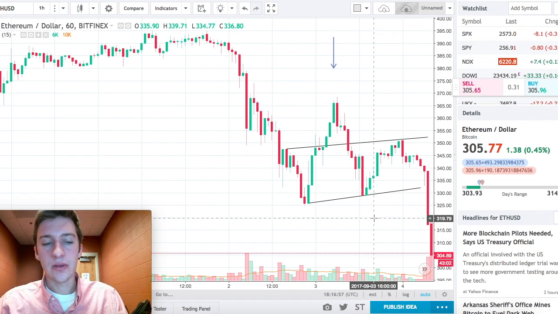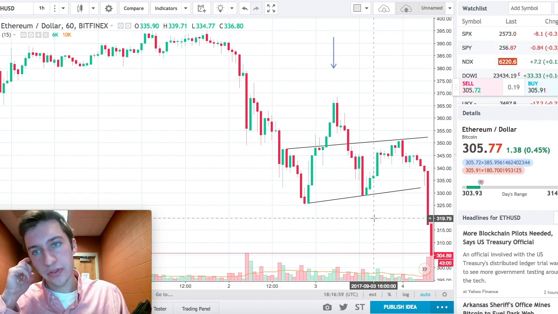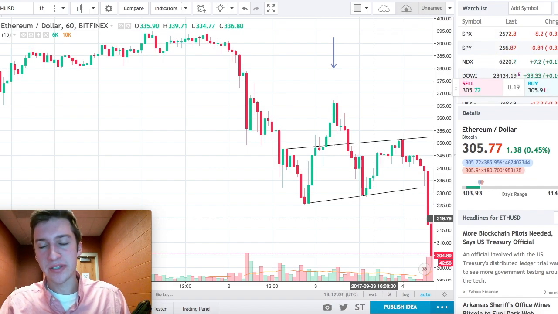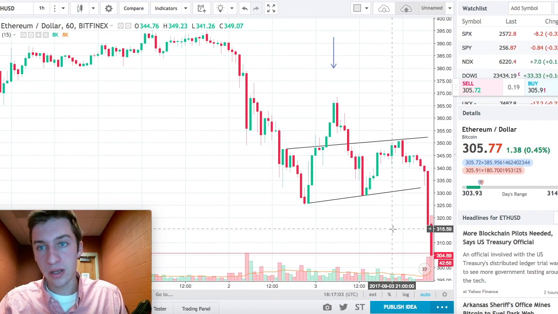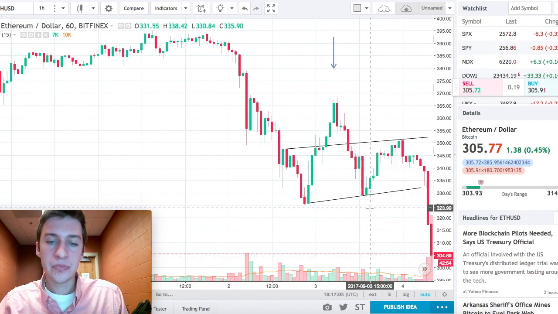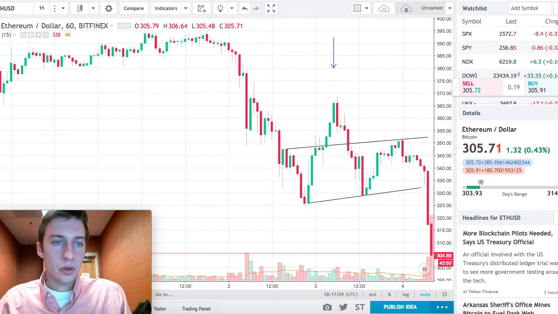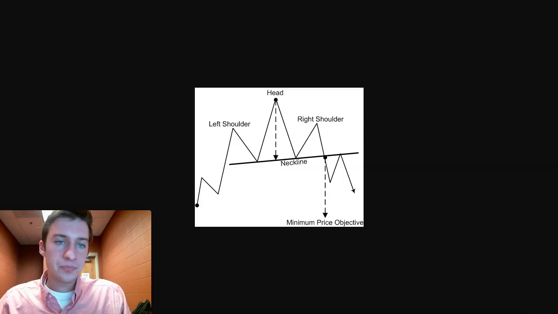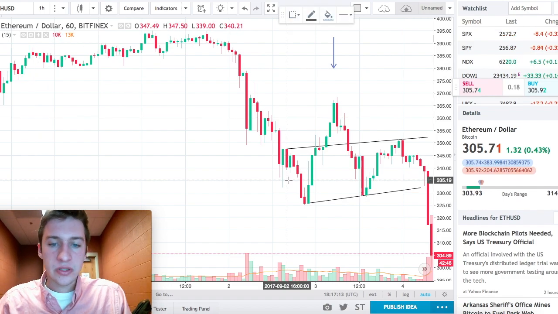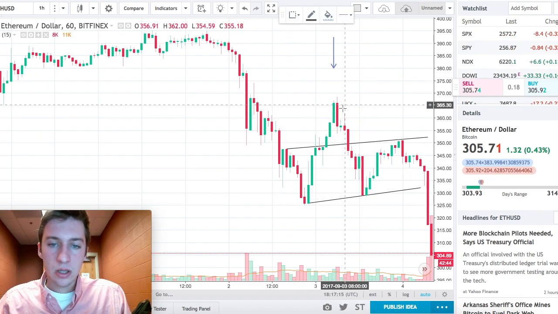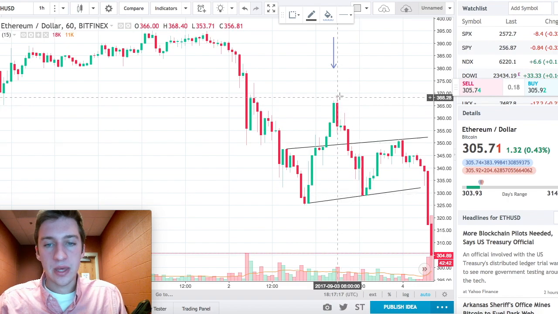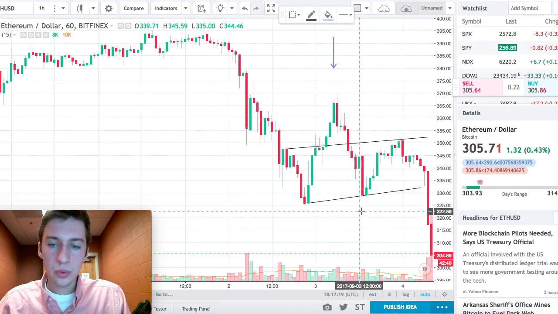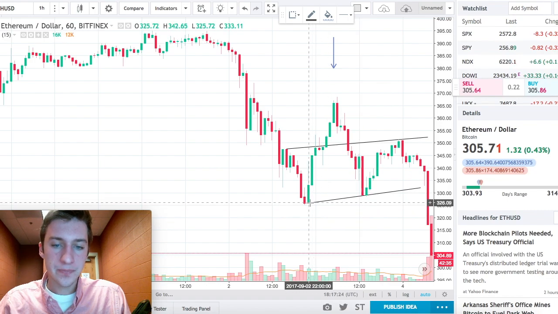So you might be asking yourself, well, okay, we found this pattern, but how do I know where to put my take profit or to put my buy order if I want to try to catch the rise? Typically, what you want to do with a Head and Shoulders pattern with our minimum price objective is measure the distance from the neckline up to the tip of the head. So what we're going to do with that is draw that right here.